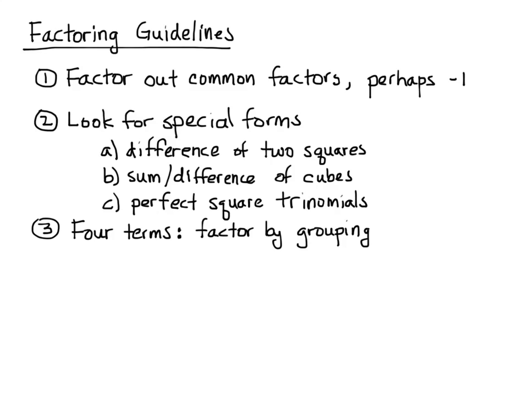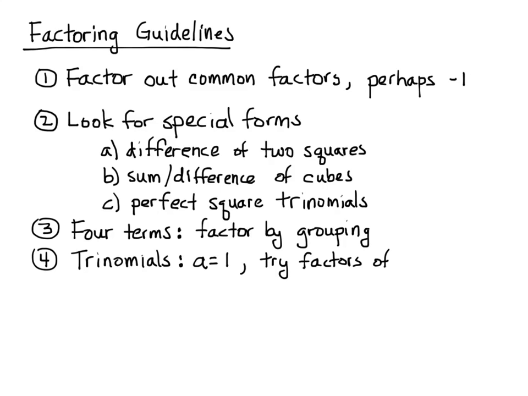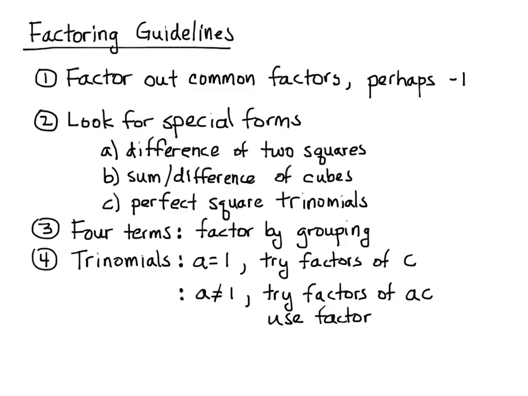Okay, so once you are convinced that there's no special forms, if you have 4 terms, factor by grouping, or at least try factor by grouping. If you have 3 terms, a trinomial, and a is 1, you want to try factors of that constant term at the end. And if a is not 1, then try factors of a times c, the first coefficient and the constant term. And then you use factoring by grouping to complete that out.